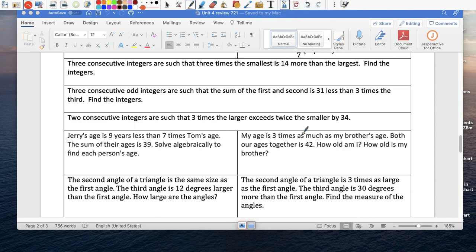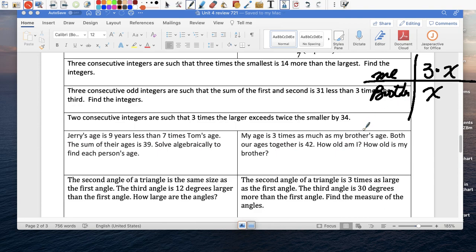My age is 3 times my brother's age. So there's me, there's my brother. So they're saying that I am 3 times my brother's age. So hang on a second. Do I know what my brother's age is? No. So let's call him x. That means that I am 3 times x. Both our ages together is 42. How old am I? How old is my brother?